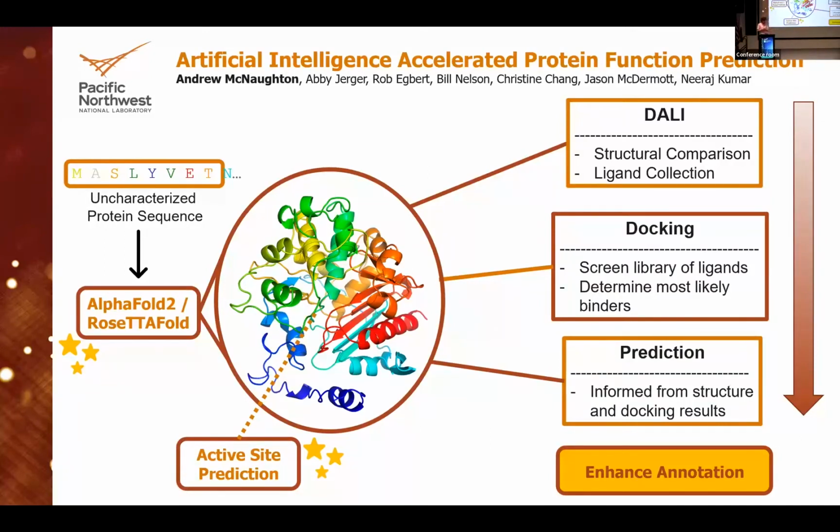From there, we can use the structure to compare to a large collection of other structures using a comparative database known as DALI. This allows us to find structures that are similar to the predicted structures we have made. There's a large correlation between structure and function in proteins, so right off the bat we can narrow down the whole field through that initial prediction.